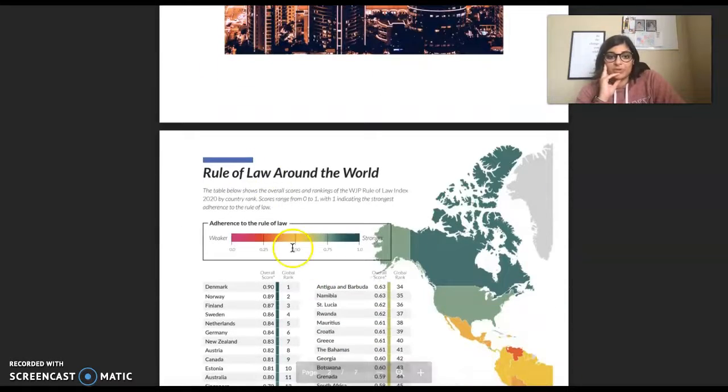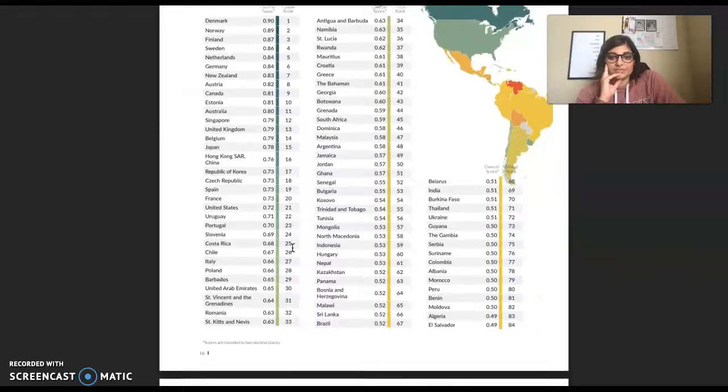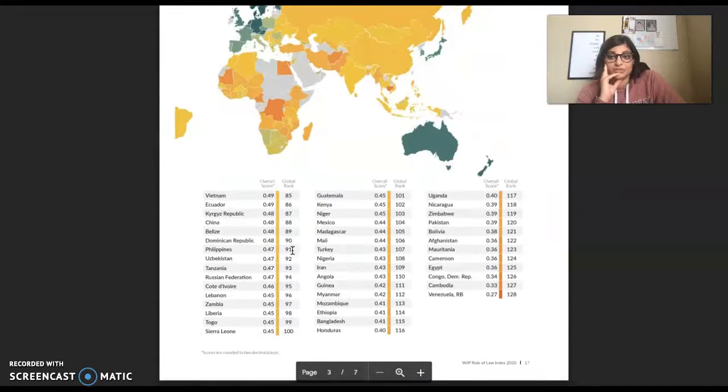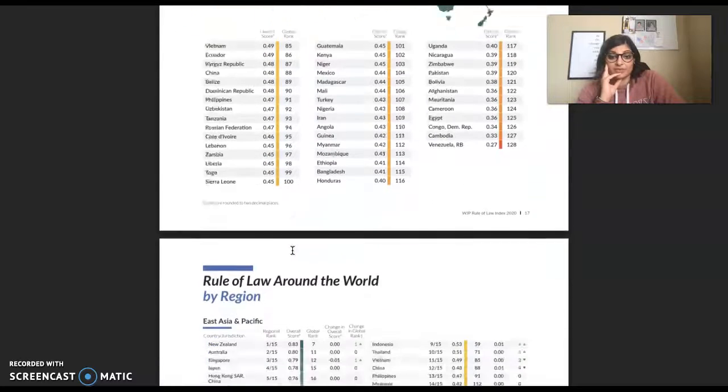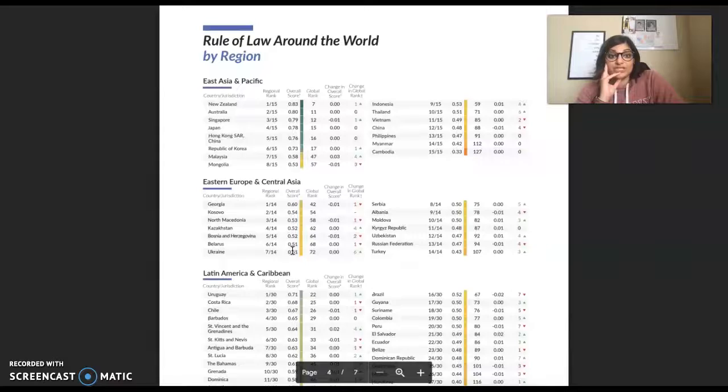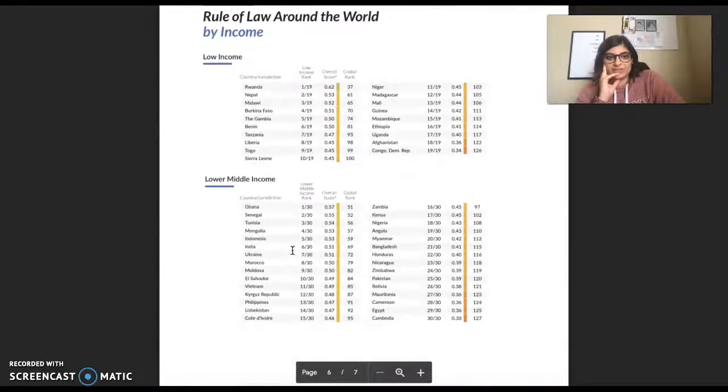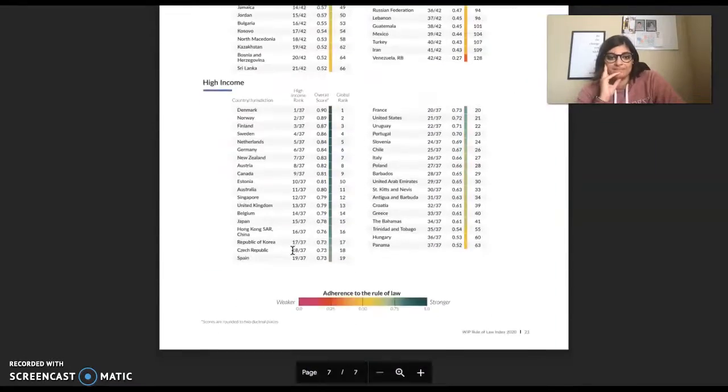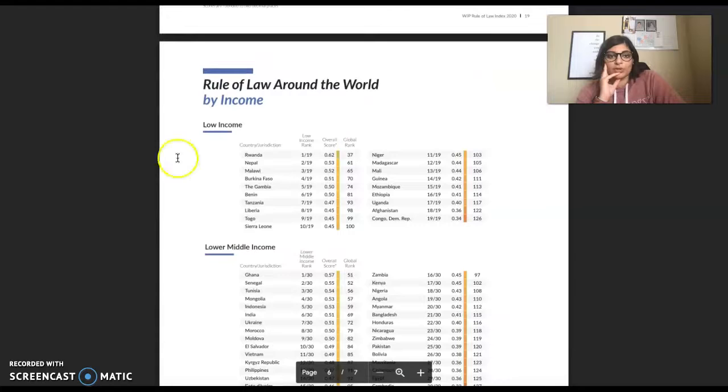So the table below is like the overall scores. So this is like where the countries rank overall, which is what we pulled in when we asked where they thought the US ranked. This is by region. So they organize it by region, also by income, and I asked the students to look more closely at the income portion in the lesson.